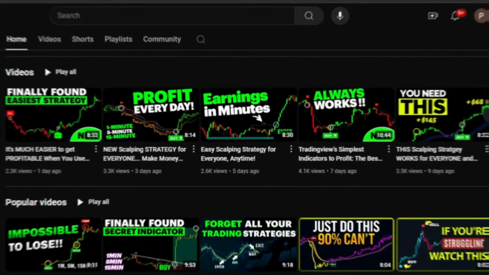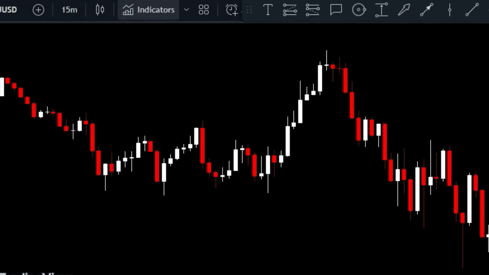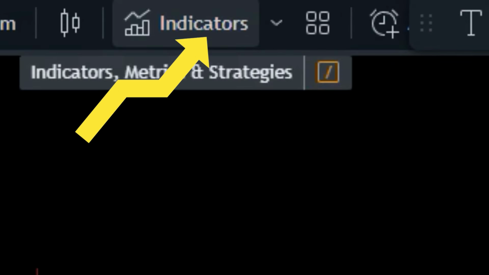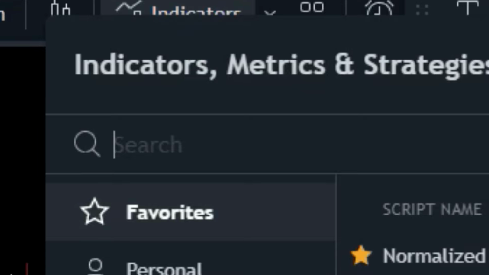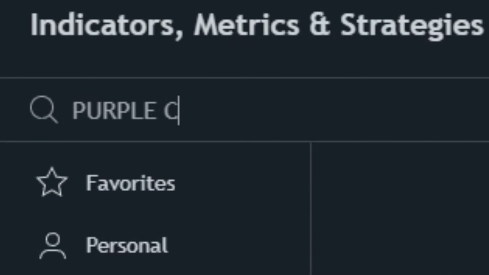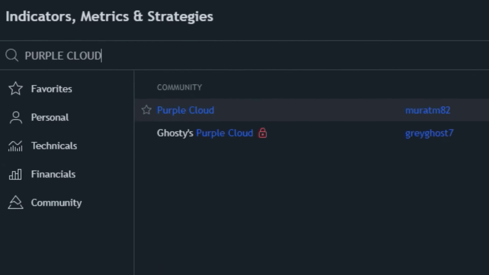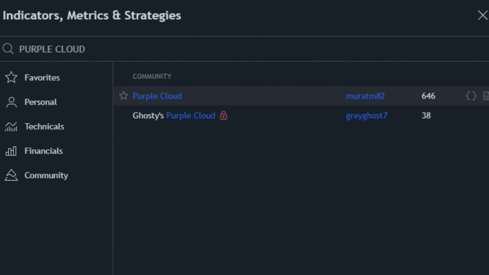Alright, let's keep this train moving. Look up at the top of your screen and you'll spot the indicators tab. Give this bad boy a click and you'll see a search bar just waiting for you to work your magic. Now our next secret weapon is the purple cloud indicator. Just pop those words into the search bar and it'll be like you've unlocked a hidden treasure.